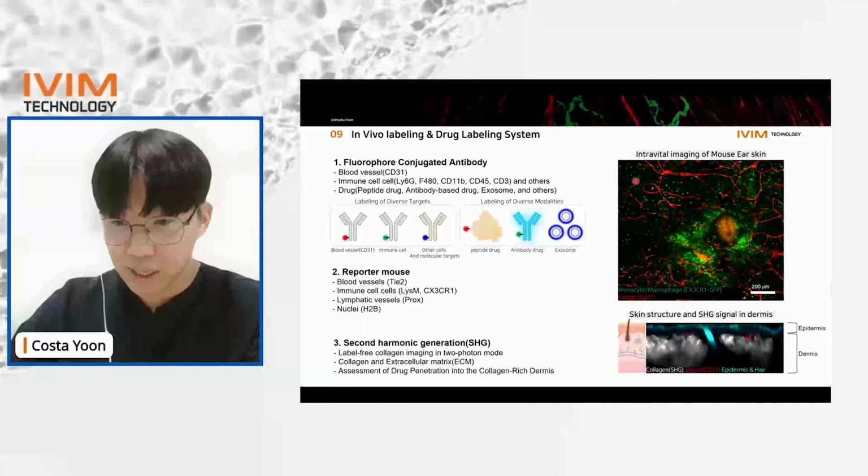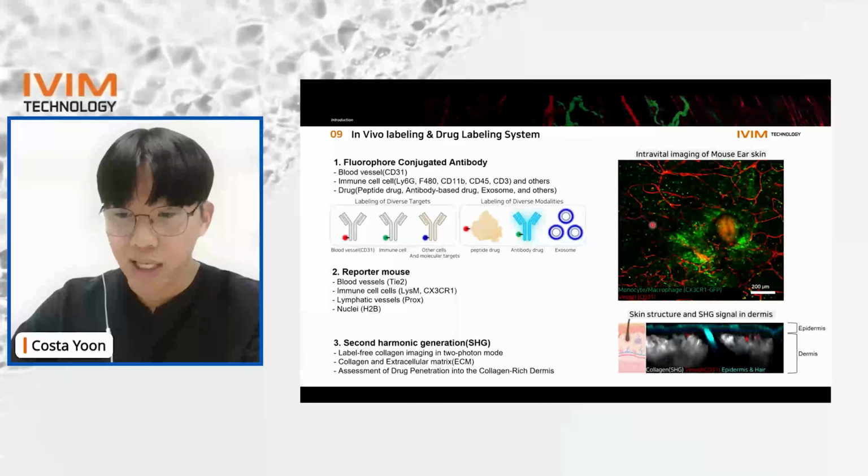Alternatively, reporter mice can be used to visualize targets that are difficult to label using antibodies alone. In the example shown in the upper right side, blood vessels are labeled with fluorescent antibody, while immune cells are visualized using a reporter mouse. Finally, in two-photon imaging mode, collagen can be visualized without additional labeling because of its intrinsic second harmonic generation signal. As shown here, this signal helps us identify the collagen-rich dermis and determine how deeply the drug penetrates into the skin.